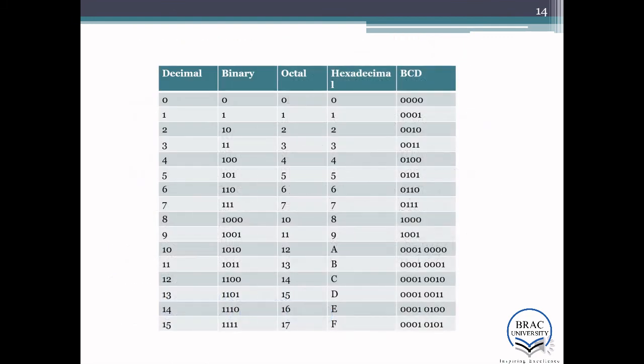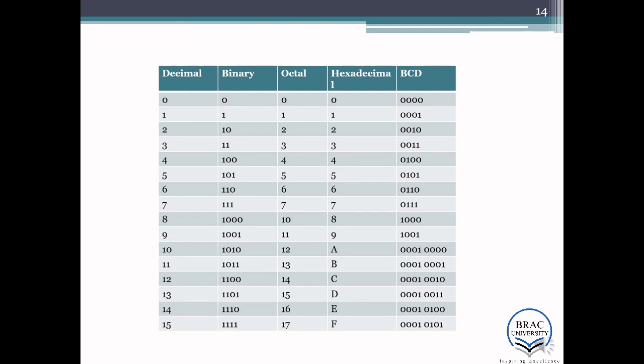This is the chart where you can see decimal, binary, octal, hexadecimal and BCD numbers. So 0 to 15, this decimal you already know. For binary you need to know 0 to 15, like 15 is 1111, like 10 is 1010. You need to know all of this. For octal, 0 to 15 decimal becomes 0 to 17. So 0 to 7, for 8 it is 10, 9 is 11, 10 is 12, up to 17. For hexadecimal, 0 to 9 is the same as decimal, but for decimal 10 hexa becomes A, for 11 B, and for 12 C, 13 D, 14 E, 15 F.